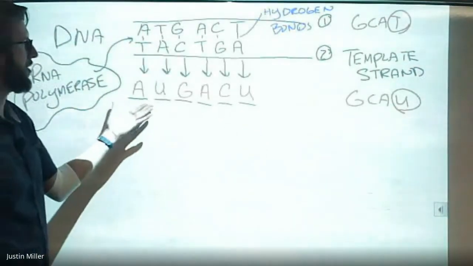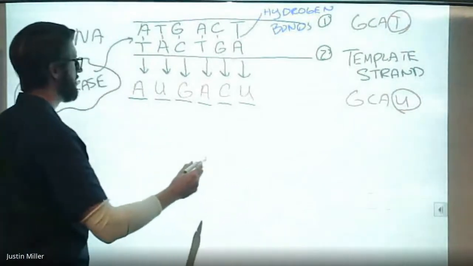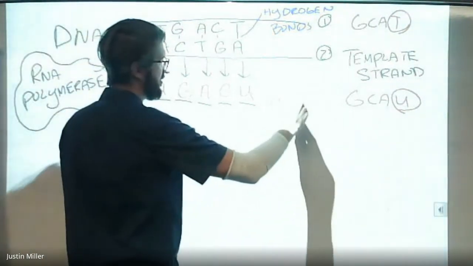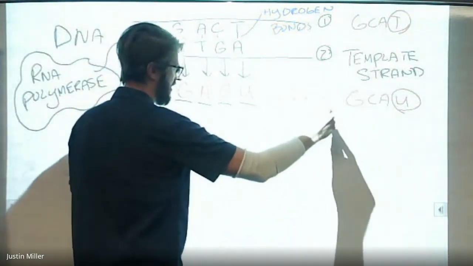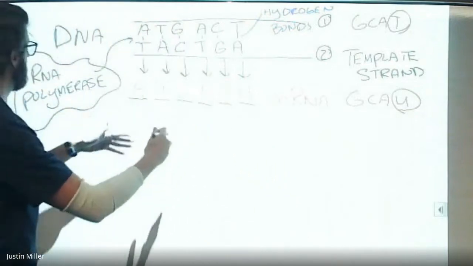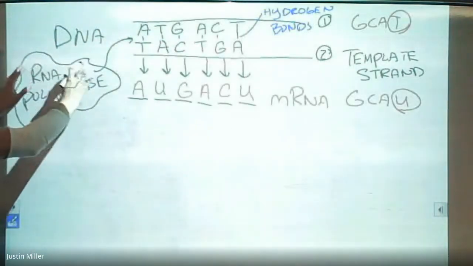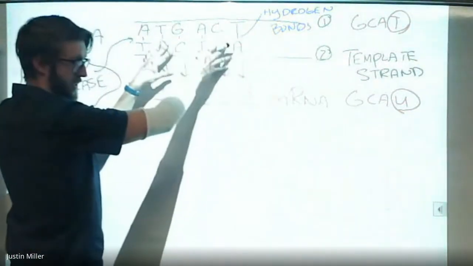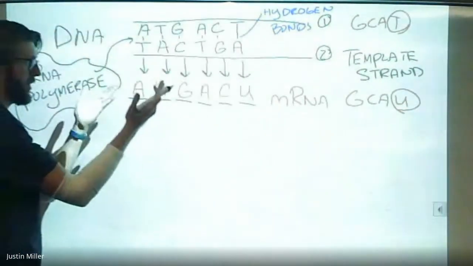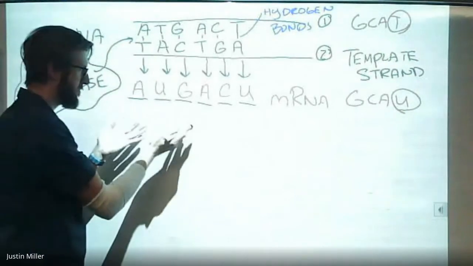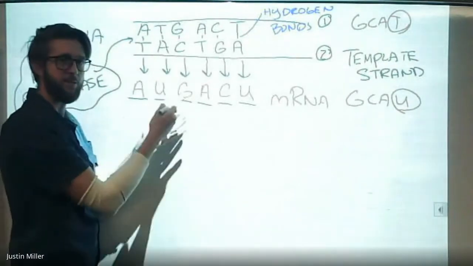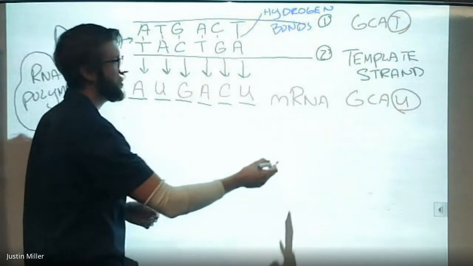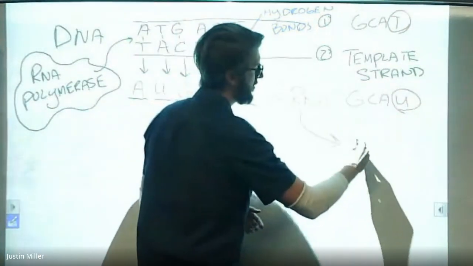Okay, so this is now our new strand of messenger RNA that we created using the enzyme RNA polymerase reading the template strand on the DNA. Now we have our mRNA. Now the mRNA has to leave the nucleus and go to the ribosome.